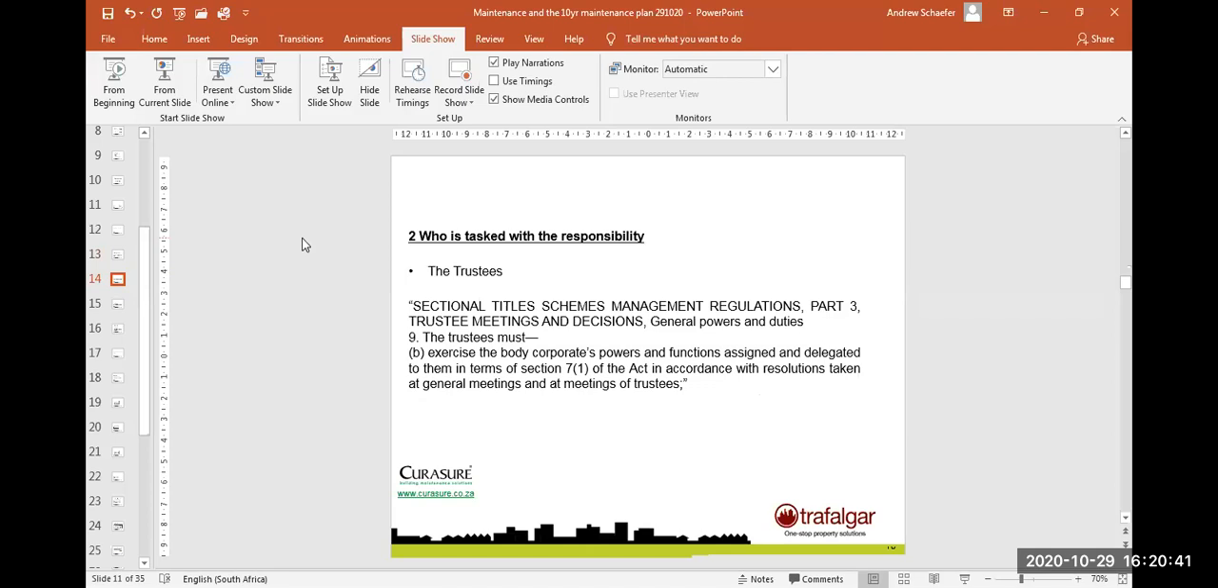So who is tasked with the responsibility? The trustees are tasked with this responsibility. The trustees are, of course, entrusted, and they must exercise the body corporate powers and functions that are assigned to them. So the law is very clear, it is a trustee's responsibility. However, the trustees are not necessarily maintenance experts, and the Sectional Title Act also makes provision for the trustees to employ professionals or specialists to help them in this function.